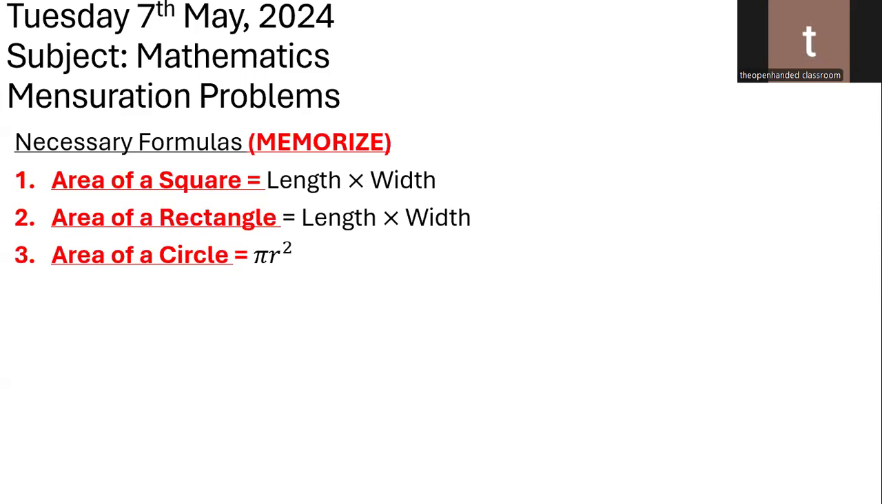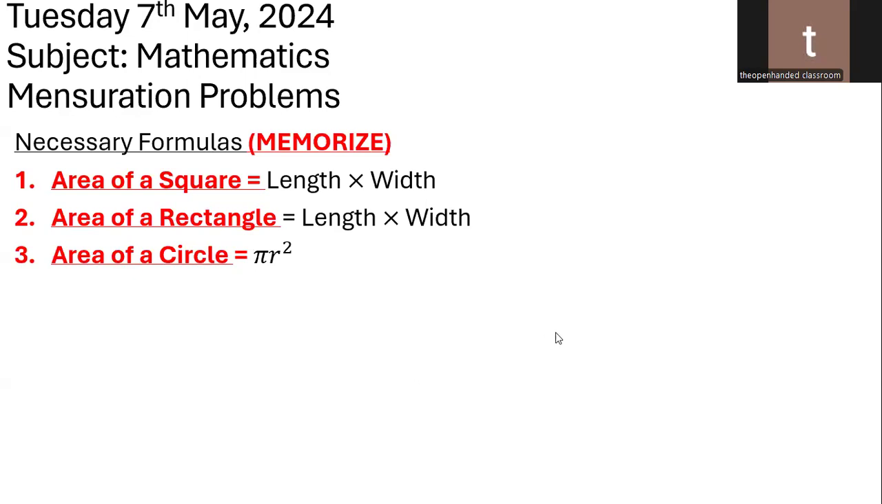So let's quickly go over this. I need everyone to answer. First, what is the area of the square? Length times width. That wasn't everyone, so we can try that again. What is the area of the square? Length times width. Very good. Next, what is the area of a rectangle? Length times width. Very good. And then the area of a circle. What's the area of a circle? Pi r squared. Very good. That's the area of a circle.